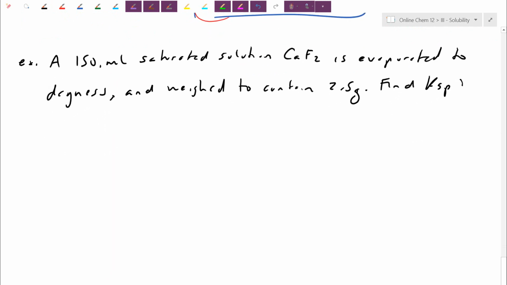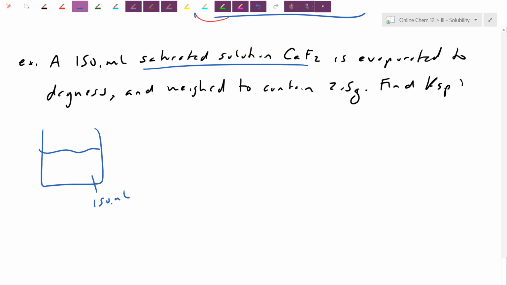Let's see if we can start off with the picture if we can. We're starting off with a saturated solution of CaF2. I'm starting off with 150 milliliters. That word there, saturated, is a hint that this is in equilibrium. We know that at equilibrium, we have a bunch of solid present, and we have the maximum amount that's dissolved. I've hit that saturation, that solubility limit there. Okay, so I have 150 milliliters of the saturated solution, undissolved material present.